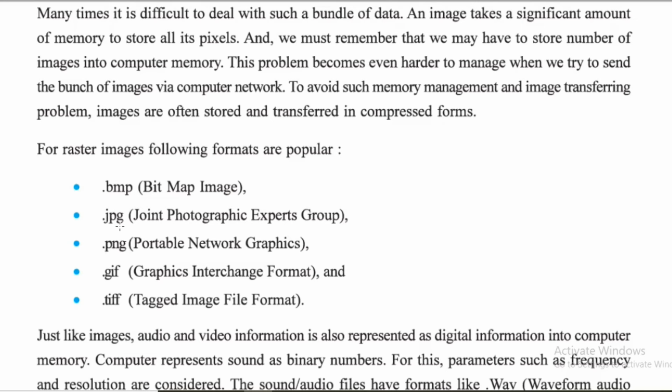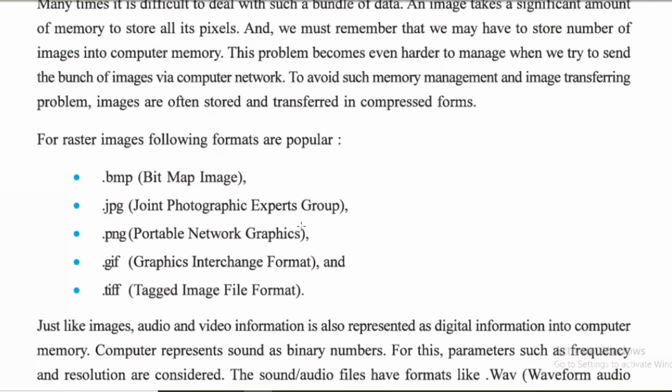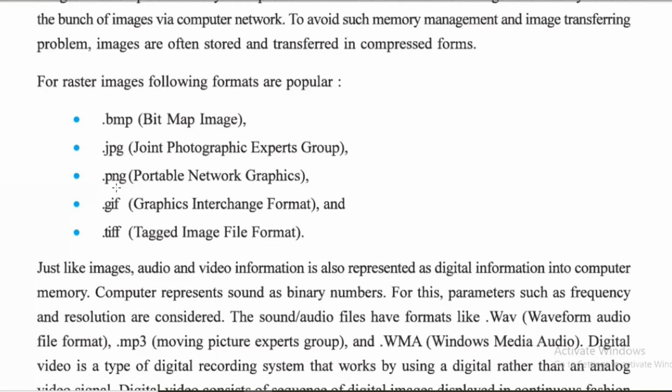Then JPG or JPEG, two extensions are there for this type of file, and this is widely used. Joint Photographic Experts Group is the full form of JPG. Then comes Portable Network Graphic, that is PNG. These kinds of images are widely used on the internet, and when we want to create an image which is transparent in some part and has a picture in some part, this extension is used, that is Portable Network Graphic.